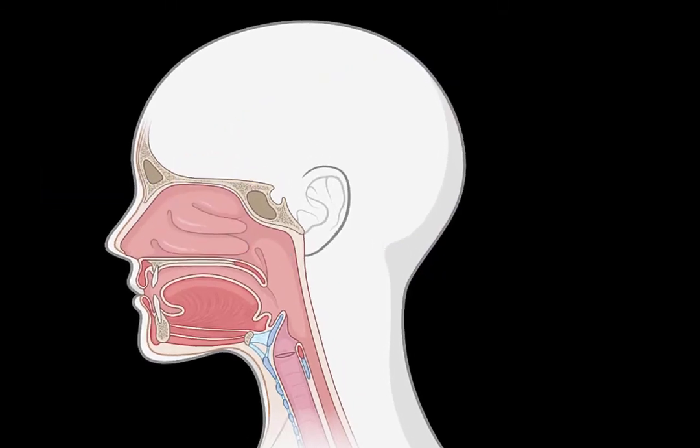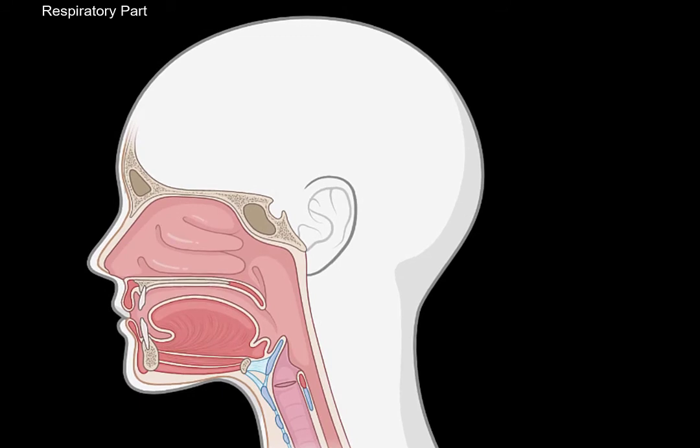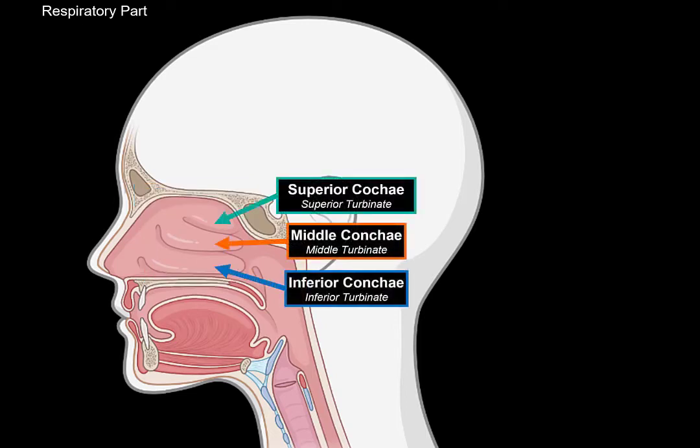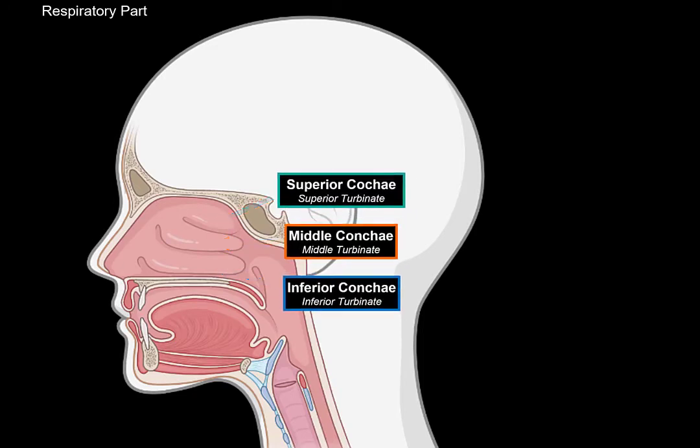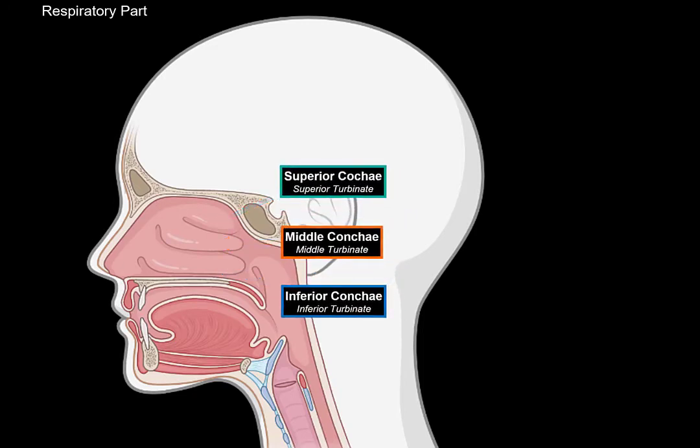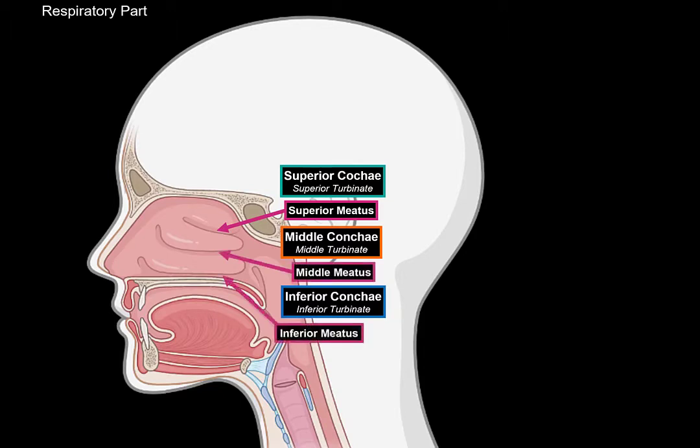The first thing you will notice when you look at the respiratory part are these bumps on the nasal mucosa, and these are called the conchae or turbinates. We have the superior conchae, middle conchae, and inferior conchae, and in between them we have something called meatuses, which are spaces that have openings for the sinuses. There's the superior meatus between the superior and the middle conchae, there's the middle meatus, and there's the inferior meatus underneath the inferior conchae.